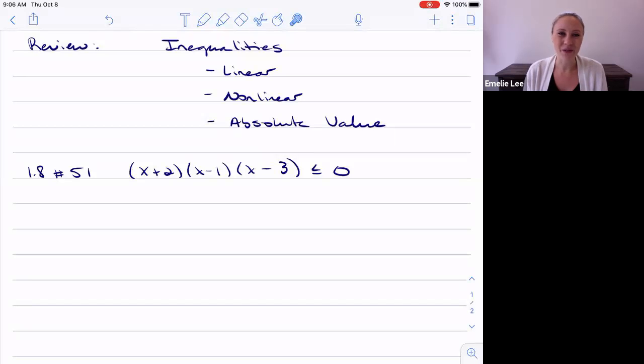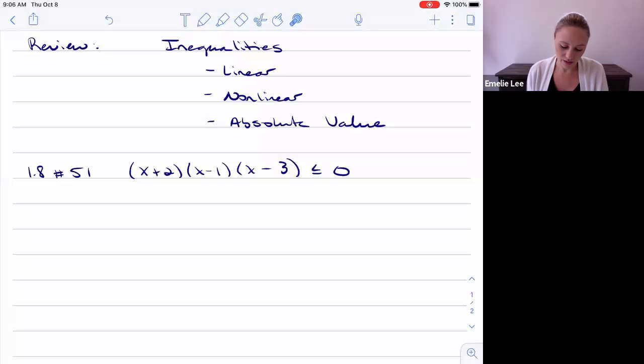The nonlinear inequalities are a little bit harder. So what we need to do is, if everything wasn't over on one side and then 0 on the other side, you would have to move everything over so that you end up with just 0 on one side of the inequality, right? And then you would want to factor things until you can't factor anymore. So something like this, right?